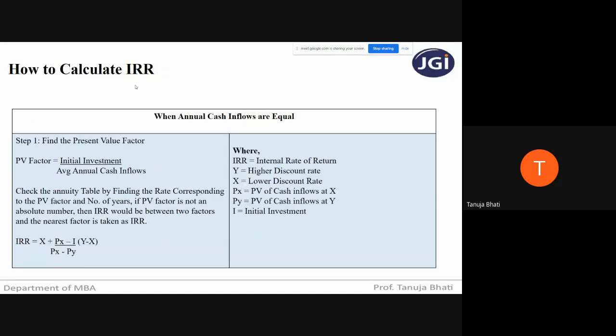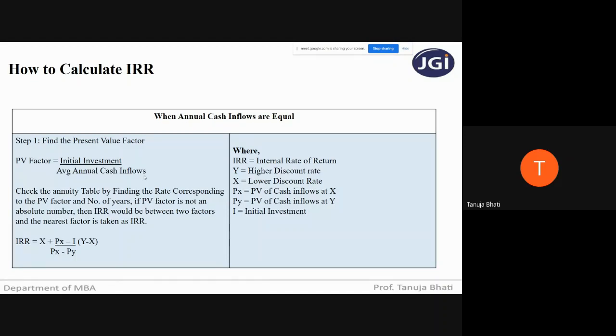How to calculate IRR? First, in the problem, you have to check whether the cash flows are equal or unequal. If they are equal, your first step will be to calculate the present value factor. How do we calculate the present value factor? Initial investment divided by average annual cash inflows. Next, you plot this PV factor in the annuity table. The present value annuity table is table number 4 in your FM tables.